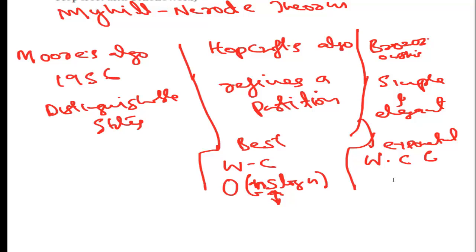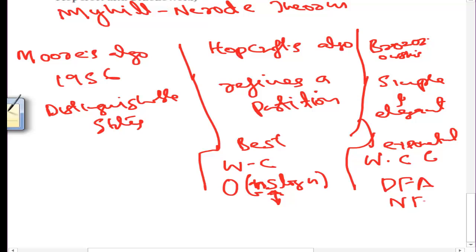And one more thing in the Brzozowski algorithm is it can be used for minimizing DFAs as well as NFAs. That is an added advantage. It is simple and elegant, even though it has an exponential worst case complexity, but still practically speaking it's a much better algorithm than others.